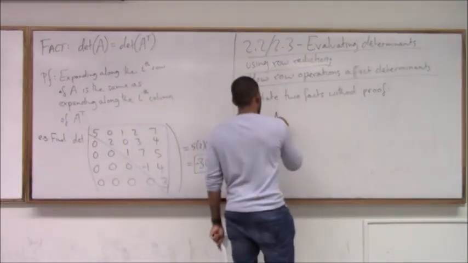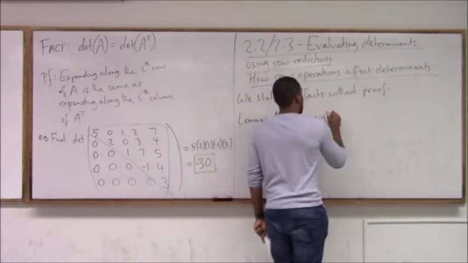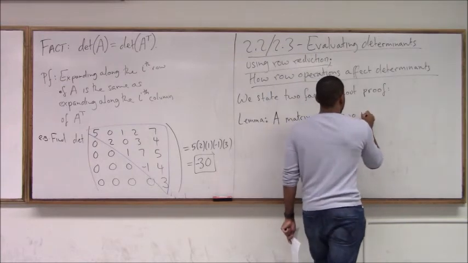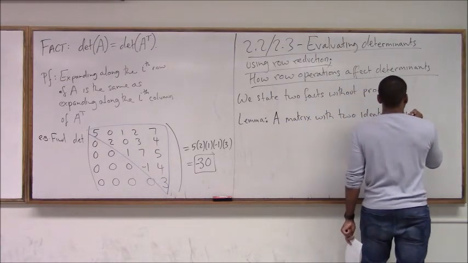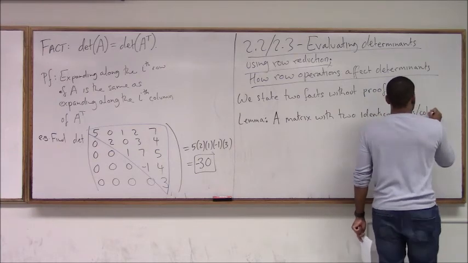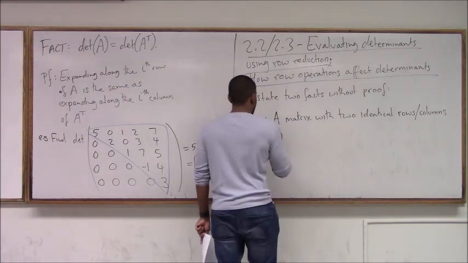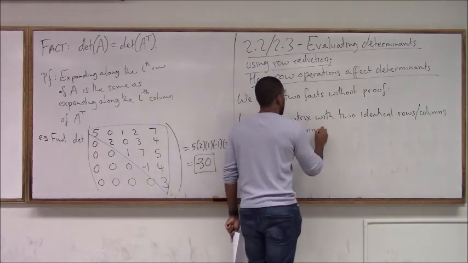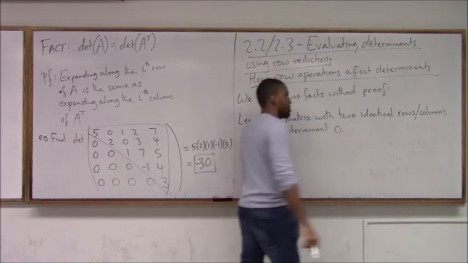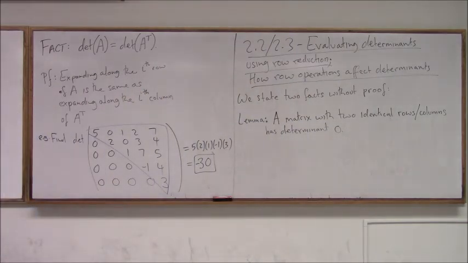Here's one lemma: a matrix with two identical rows or columns has determinant 0. It's a very simple fact, but to actually write it out properly is going to take a while.